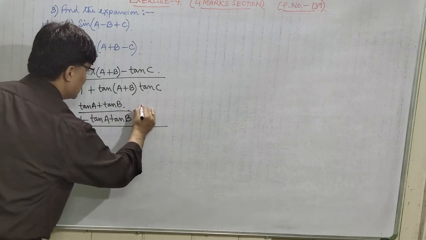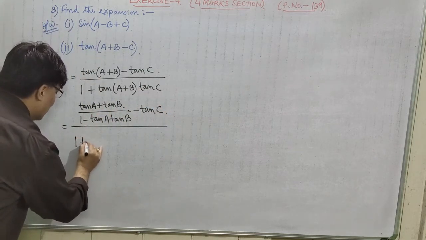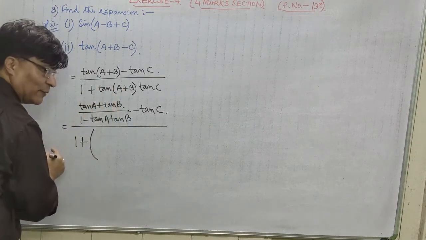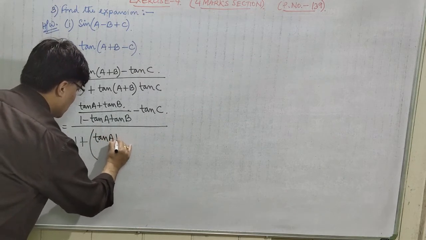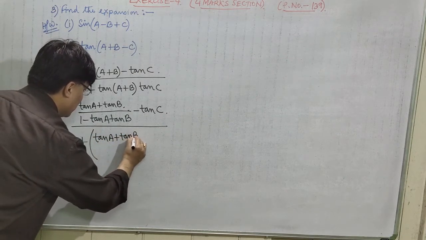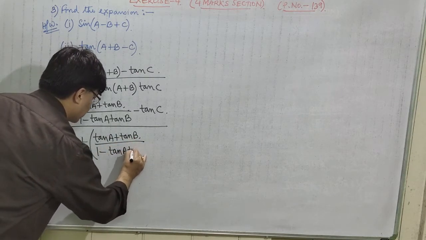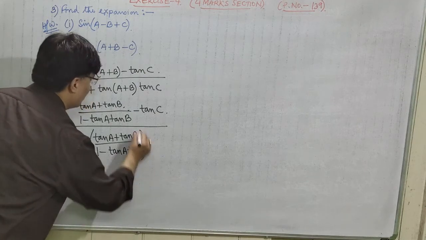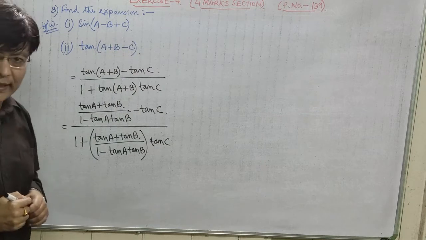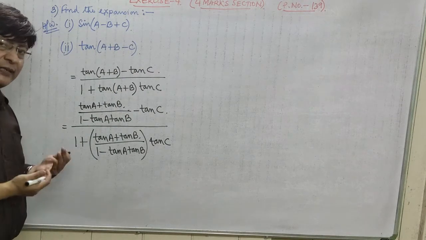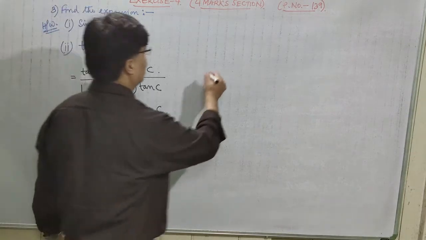Then you have to write minus tan c. Similarly in the denominator, 1 plus, what is the formula for tan of (a plus b)? You know that. It is tan a plus tan b divided by 1 minus tan a tan b. Bracket close, then you can write tan c. Okay. Now let us get the LCM both in the numerator as well as in the denominator.